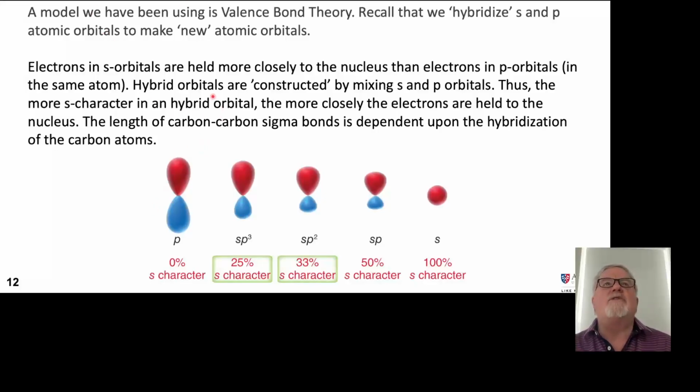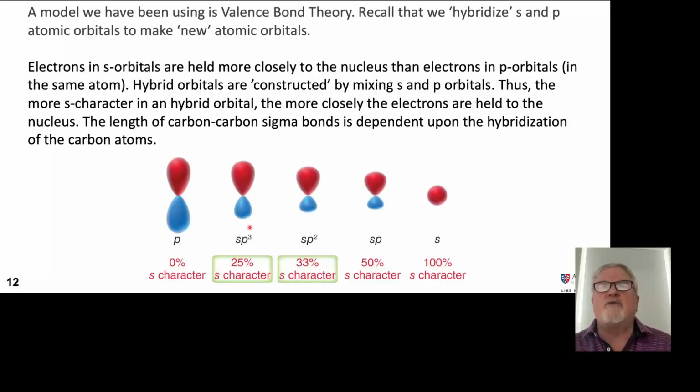The electrons in s orbitals are held more closely to the nucleus than electrons in p orbitals. So when we make orbitals from these things, the hybrid orbitals are constructed by mixing s and p orbitals. Thus, the more s character in a hybrid orbital, the more closely the electrons are held to the nucleus. The length of the carbon-carbon sigma bonds is dependent upon the hybridization of the carbon atoms.